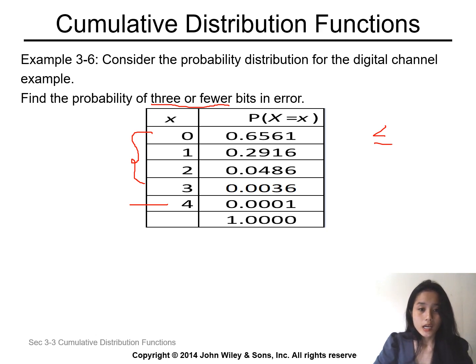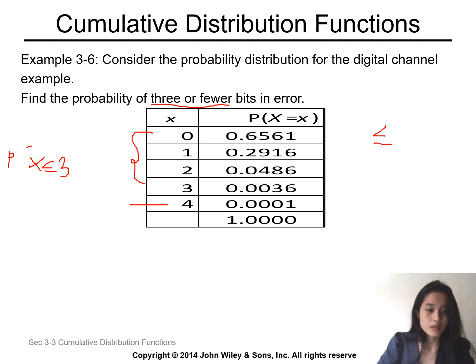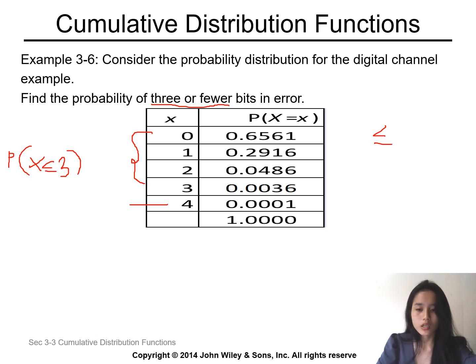So we have 5 random variable values, which are 0, 1, 2, 3, and 4. What we are aiming to find is the probability of 3 or fewer bits in error, as I said. That means our probability will be P of X is less than or equal to 3. The corresponding values from 0 to 3 we add, or the summation of that will be our CDF.